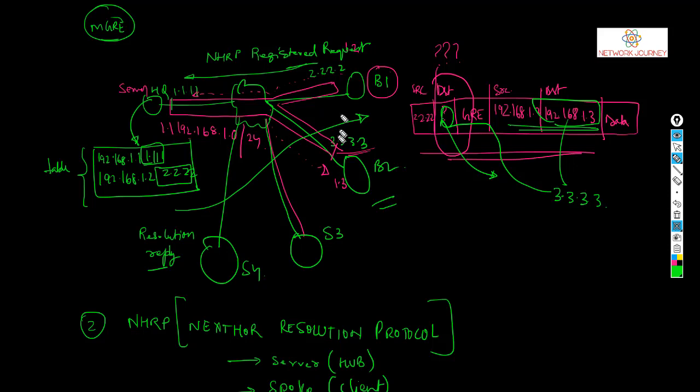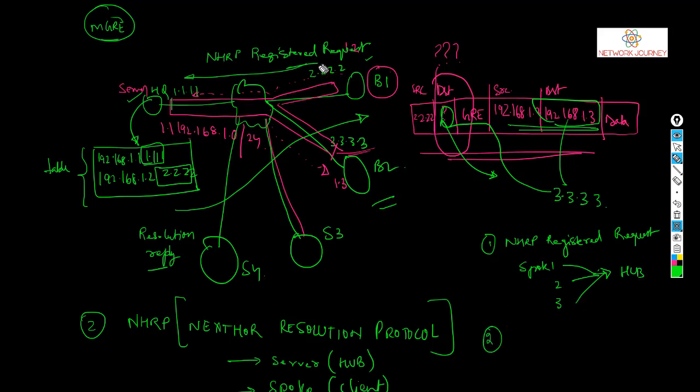Basically there will be three things happening. The first thing is the spoke has to register with the hub. So let's say the NHRP registration request. This is a request where all the spokes, spoke 1, spoke 2, spoke 3, have to register with the hub. Step number 1.